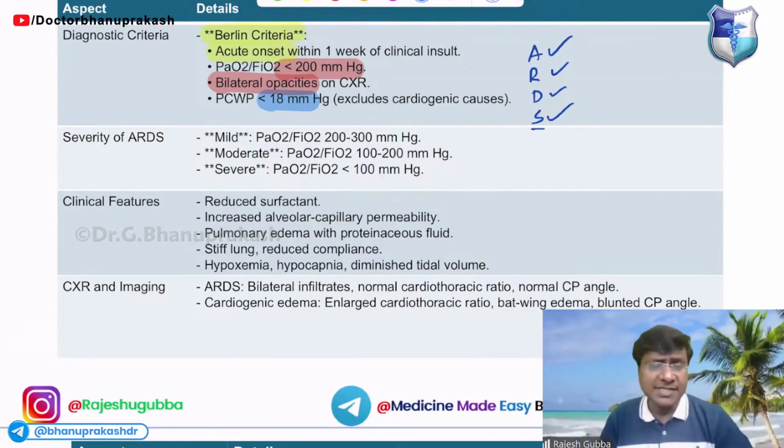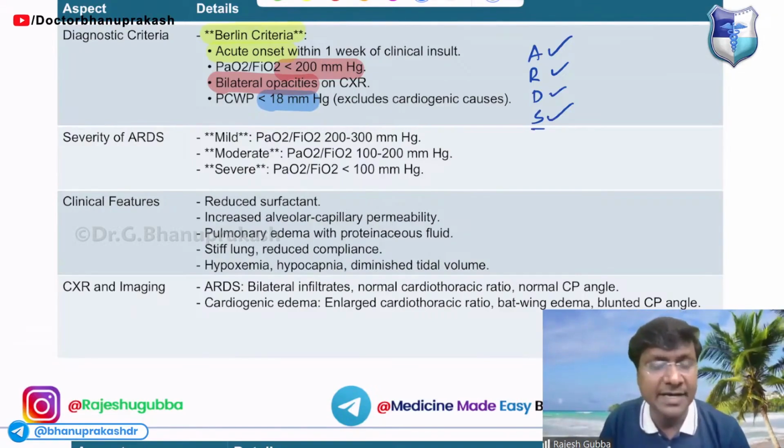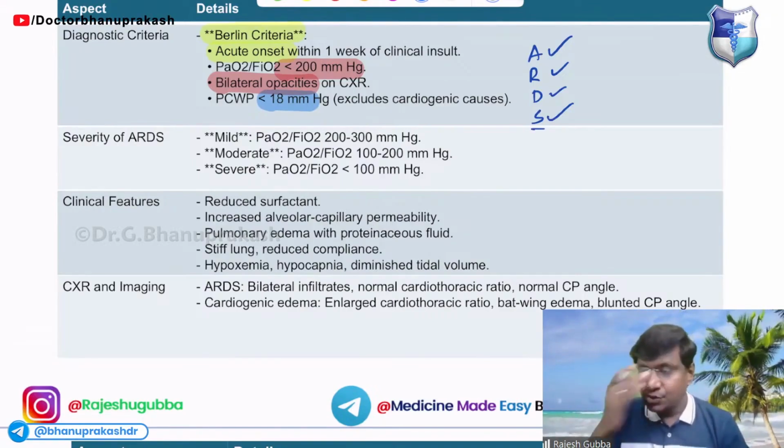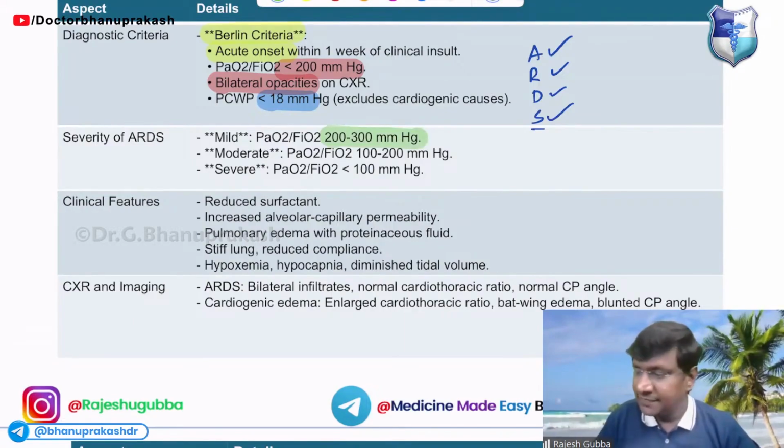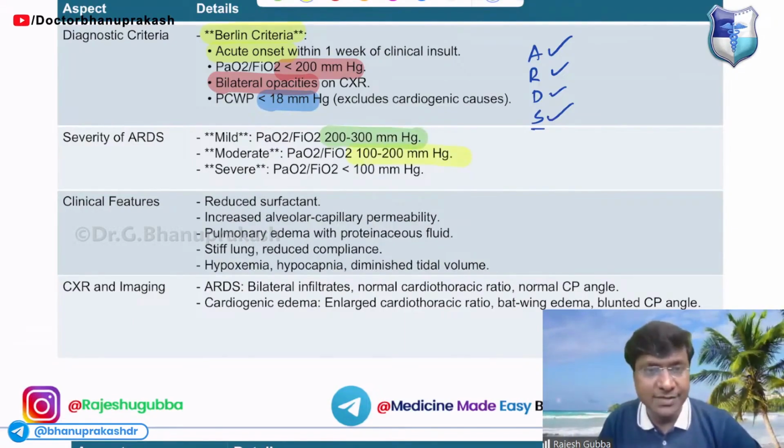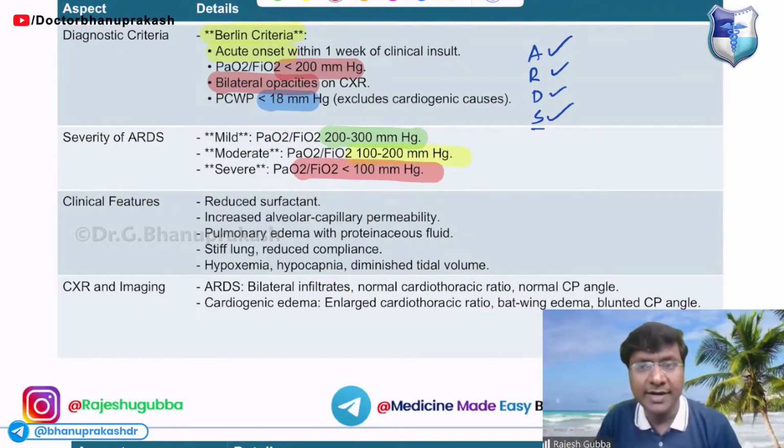Okay. Then how do you assess the severity of the ARDS? That is mainly based on PaO2 by FiO2. If PaO2 by FiO2 is 200 to 300, that is considered mild ARDS. If it is 100 to 200, it is moderate ARDS. And if PaO2 by FiO2 is less than 100, it is considered severe ARDS. So mild, moderate, and severe forms of ARDS, right?